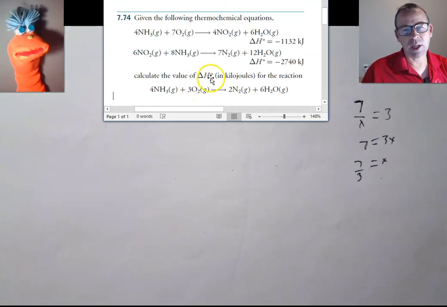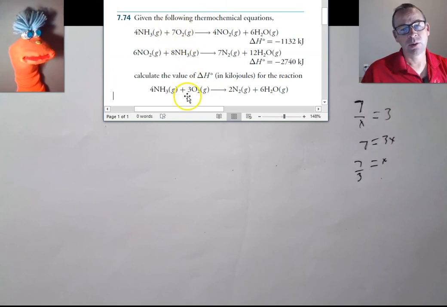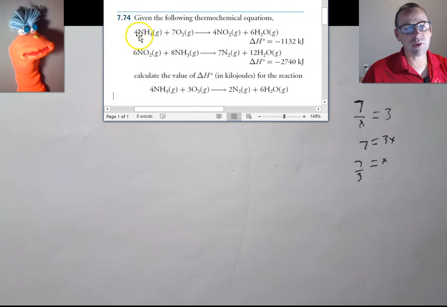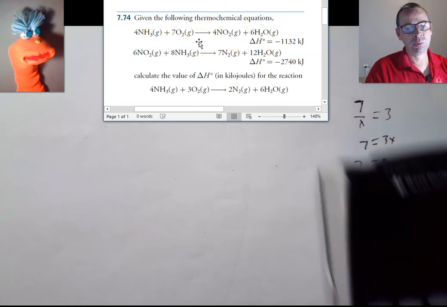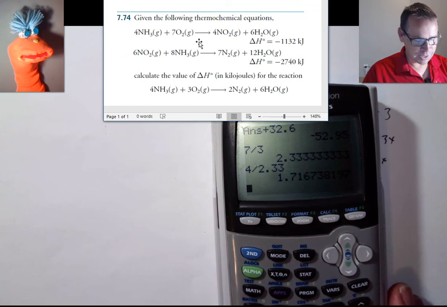Now, how did I know to do that? Well, the oxygens, that's the only place you're going to get them, right? You're only going to get them from the top reaction. And so if I need to make this 7 a 3, it looks like I need to divide by 2.33. So let's divide all this up here by 2.33. What's 4 divided by 2.33? Well, that's what a calculator is for. It's 1.71.